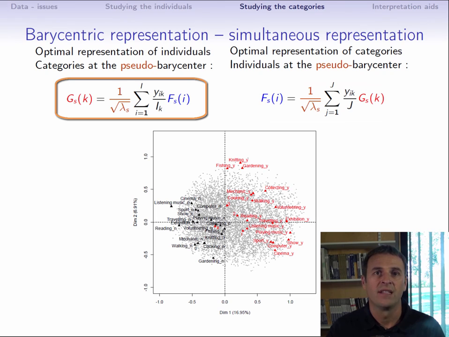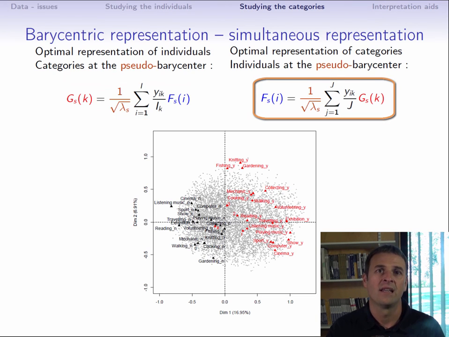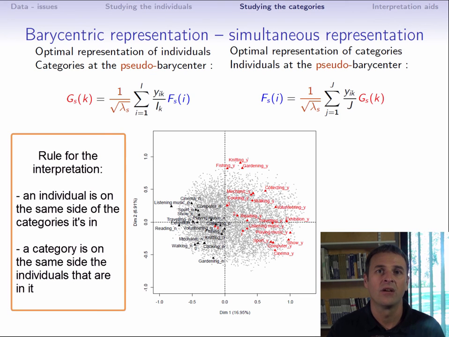The formula on the left says that a category is at the pseudo-barycenter of the individuals that are in it. The formula on the right says that an individual is at the pseudo-barycenter of the categories it is in. Thus, an individual will be found on the same side as the categories it's in and away from the categories it's not in. Similarly, a category will be near the individuals that are in it and away from individuals that are not. This symmetry between the two properties means that we call it a double barycentric property.